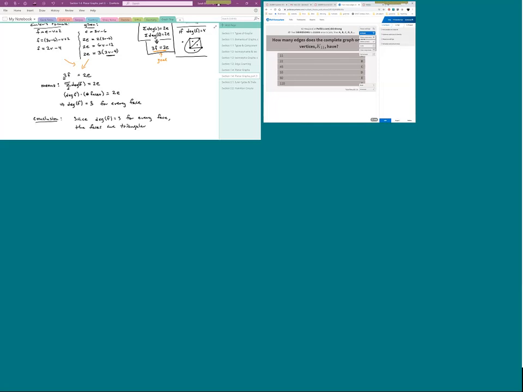So we need to know how many edges, because we need to know both the number of edges and the number of vertices for our complete graph. But I'm going to let you think about that while I get the questions set up. And then when we get to the point where we need that answer, we'll see what you said. Okay? I'm going to go ahead and stop sharing this.